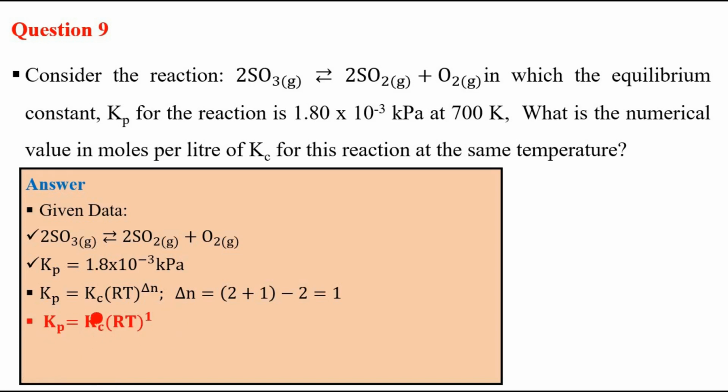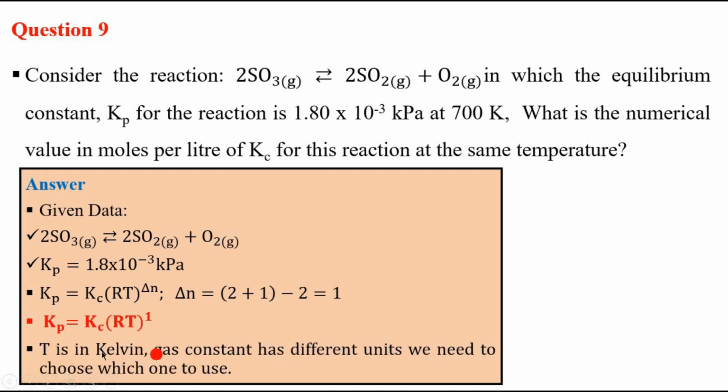temperature we know. But remember, the gas constant can be expressed in different units. That's what I want to show you. The temperature is in Kelvin, but the gas constant has different units, and we need to choose which one to use. Choosing which gas constant to use depends on this unit. Here you can see we have kilopascal, so that means we need to use the gas constant which has kilopascal. So let's see how the gas constant is obtained.